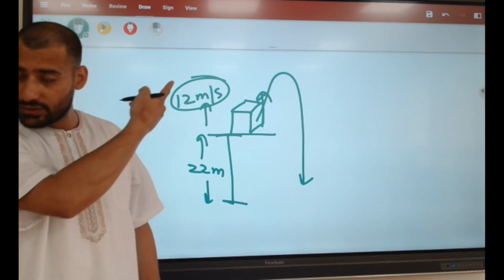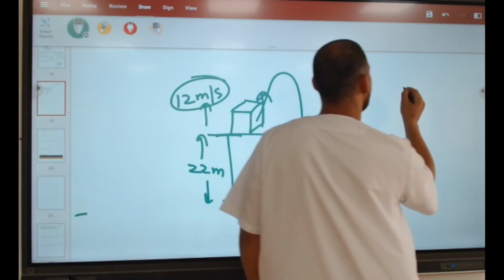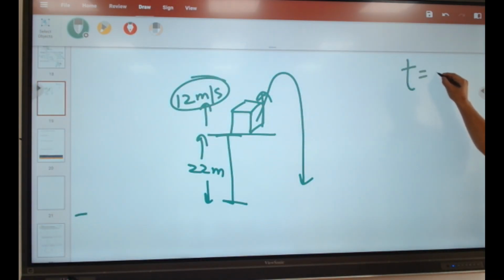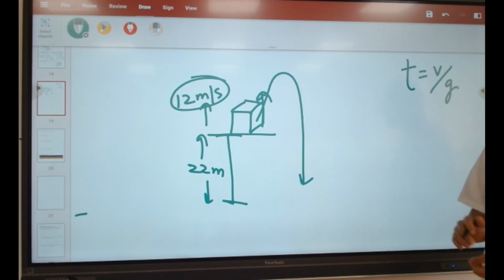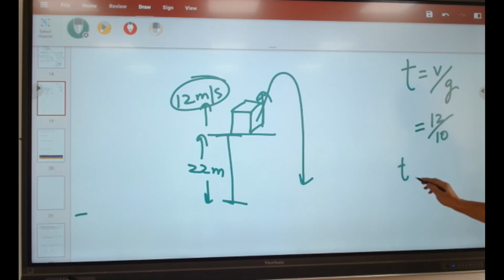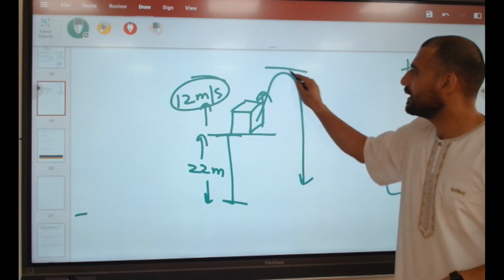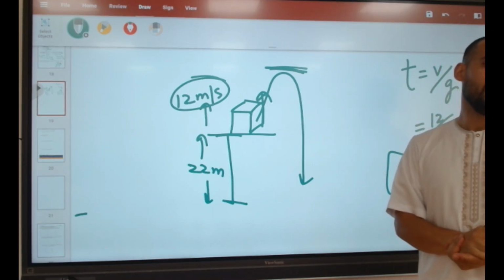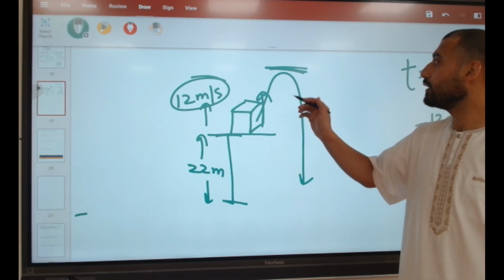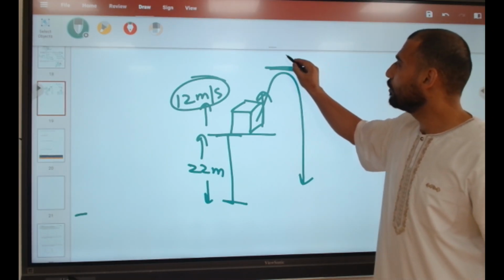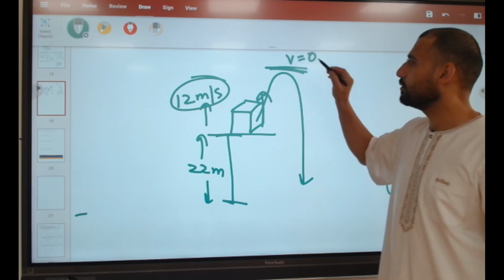Yeah, I told you, we just solved it. Time is equal to V over g, isn't it? Simple. So it will be 12 divided by 10. And that would be what? 1.2 seconds. This is the time after which this package will be at its maximum height. Is that clear? But understand, very important thing, at this point, the velocity will be 0. Good.